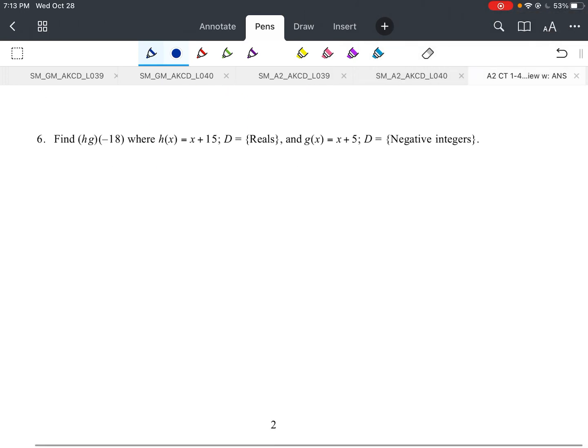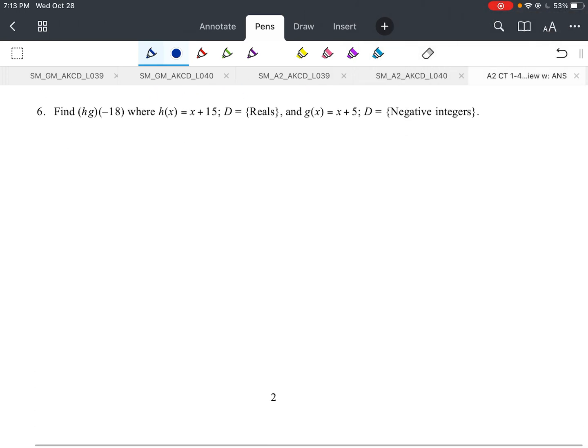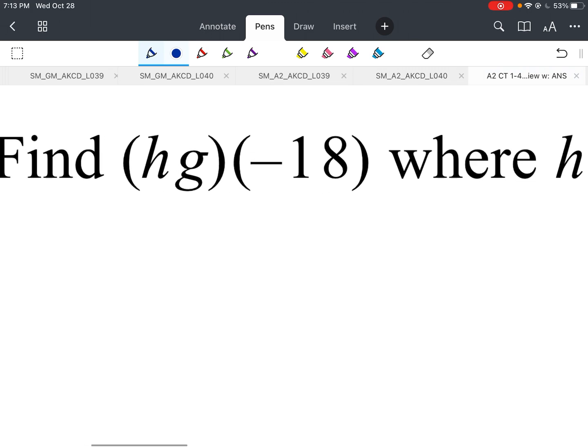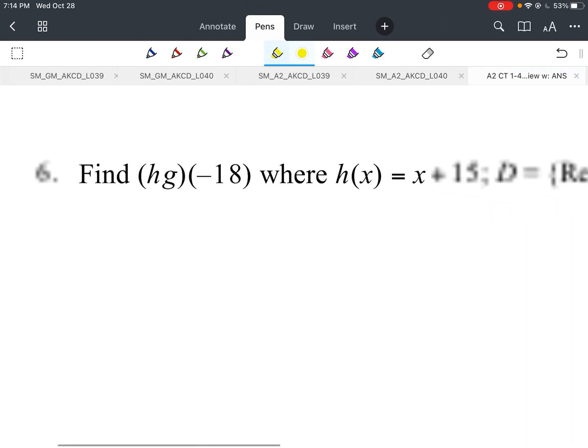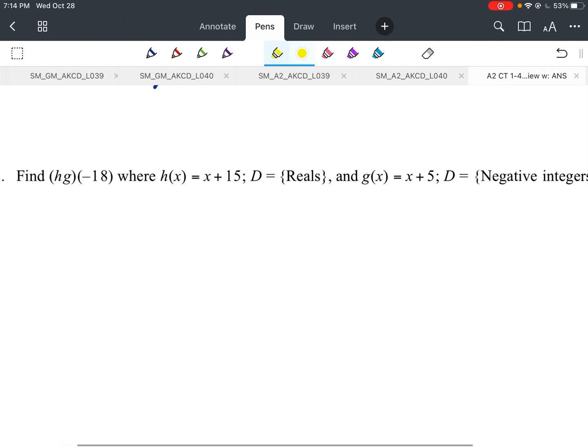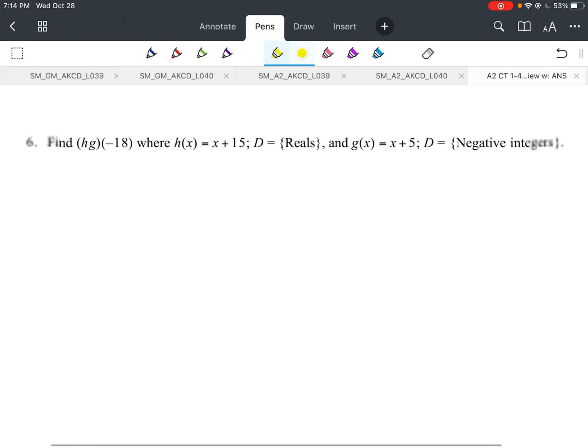All right, number 6, hg of -18. Now, remember this notation? This is basically like f of x. This is the machine, and the hg is telling you what to do. It's saying whatever function h is, you're going to multiply it by whatever g is. And what are you going to put in for those x values? -18. So there's your h of x and your g of x.